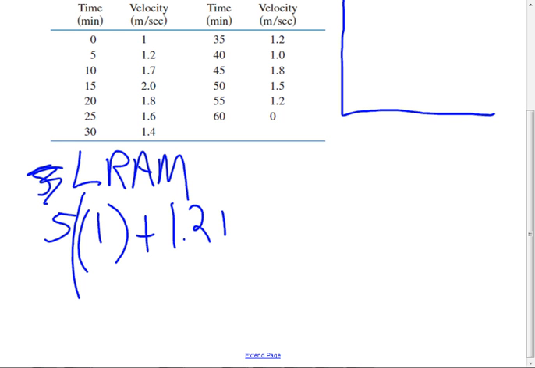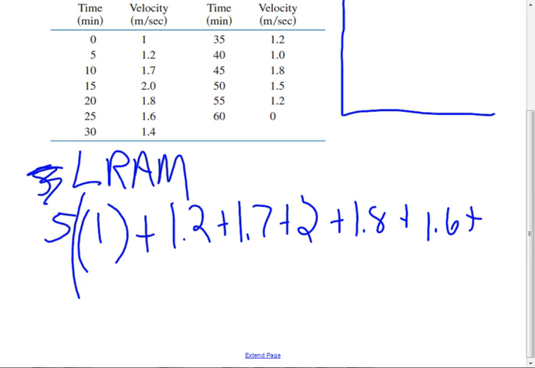And how many of these numbers are you going to add together? They would never ask you to do this much. Most I've ever seen, I think, on the exam is 5 rectangles. So you're going to add up all the velocities. Yeah. And what's your last velocity? LRAM. 1.2.